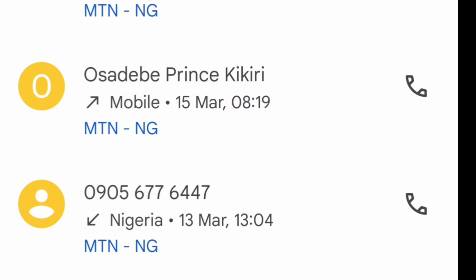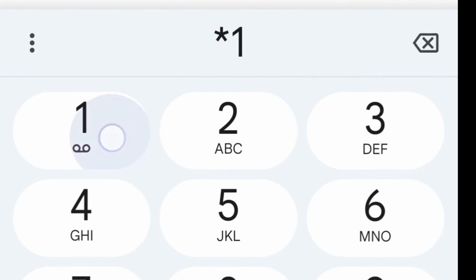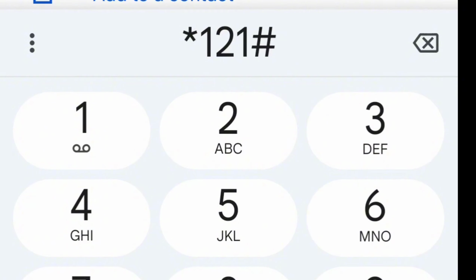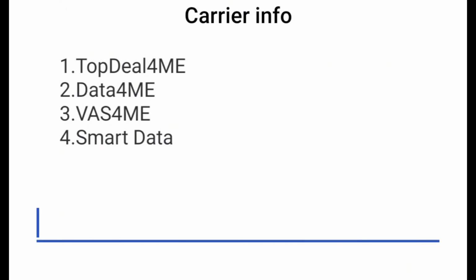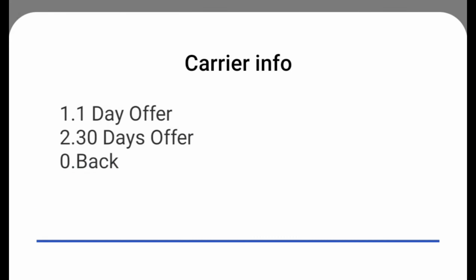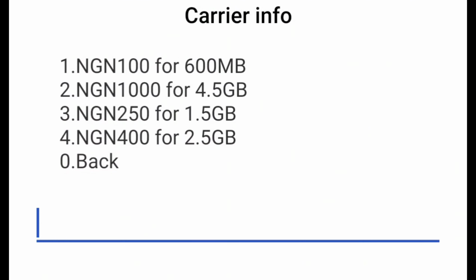Number 7 code that I can use to get cheap data from MTN is dial *121#. Then you dial number 4, which is smart data. Then you dial number 1, which is daily offer. So on this daily offer, I have 4 options available for you that you can use to get it at a very cheap price. So you can choose any of them.